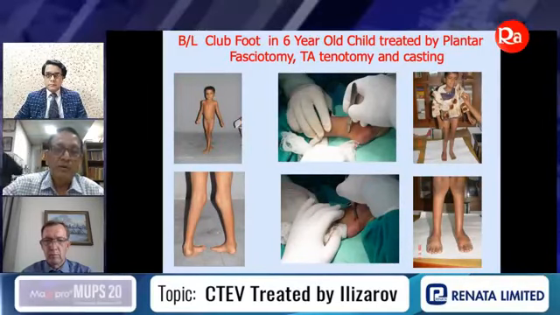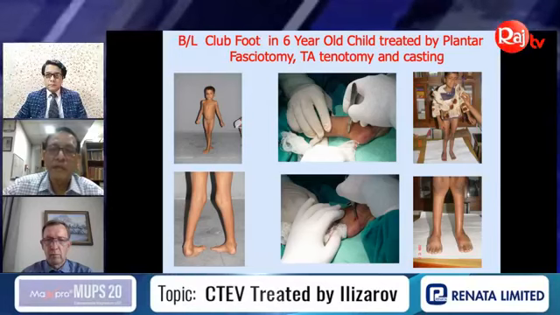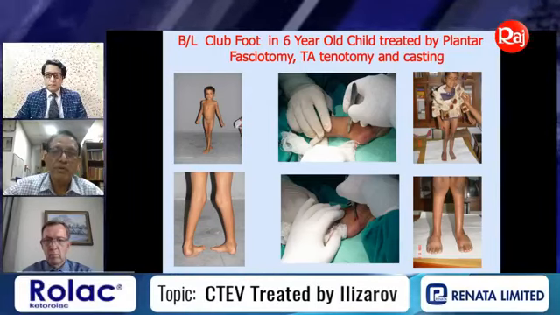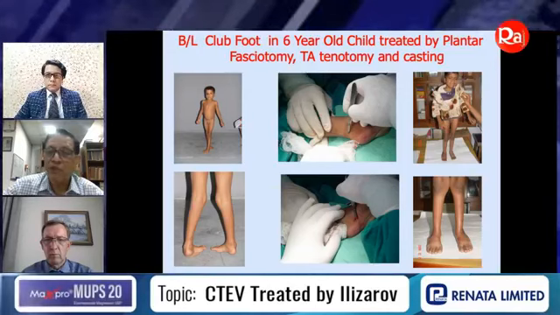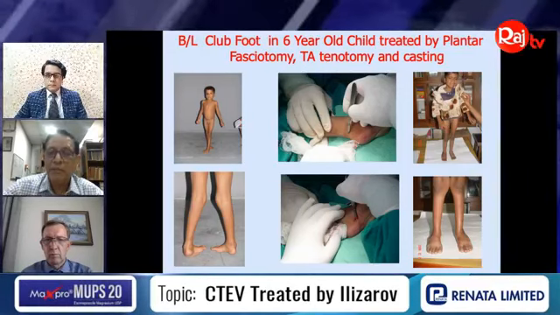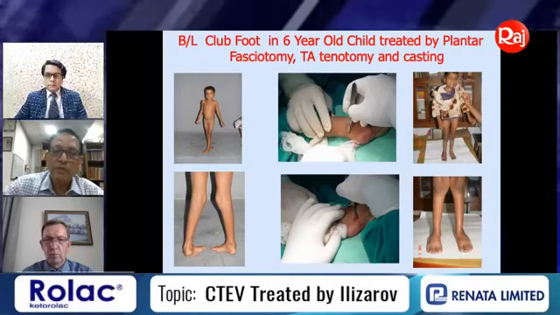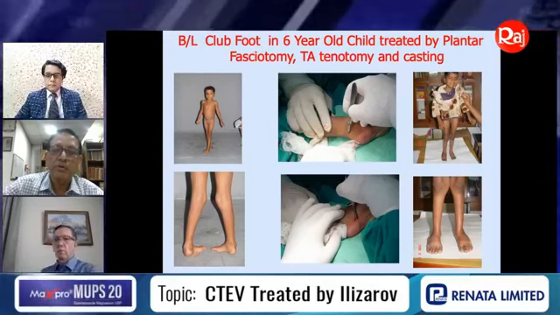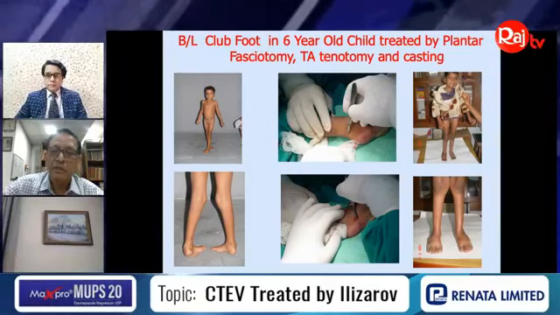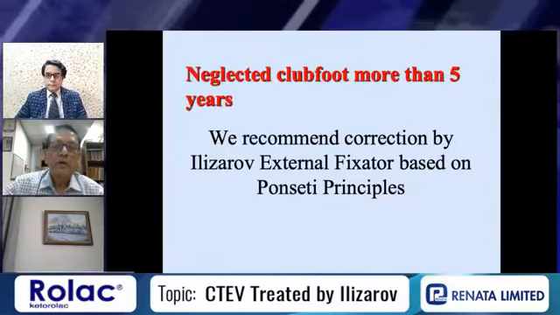This is another boy. We were very much excited. After treating a 6-year-old child with plantar fasciotomy and TA tenotomy, and after casting, you can see the final photographs. It is a plantigrade foot. This is the percutaneous tenotomy, plantar fasciotomy, and the percutaneous tenotomy of the tendo Achilles. And this is the final photograph of the child.